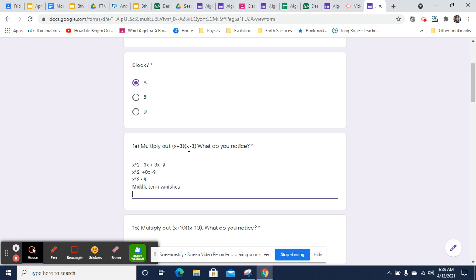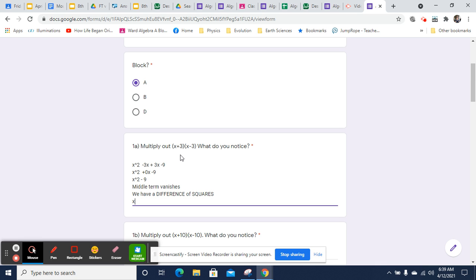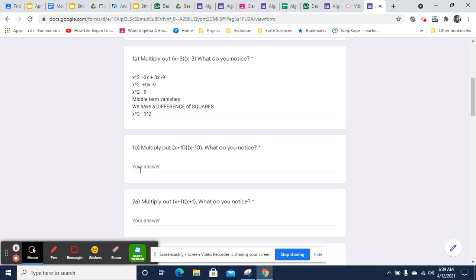And we have a difference of squares going on. Basically, the first term is squared, so x is squared, and then I've got minus the second term, which will be 3 squared. So this is just x squared minus 3 squared. So I get a literal difference of squares. All right, let's check out the next one.